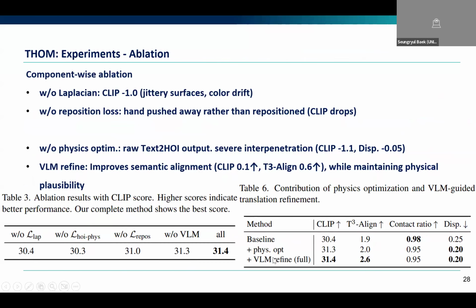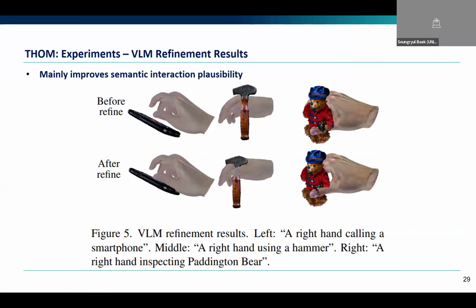And for the physics-based optimization and visual language model requirement: in the case of physics optimization, we have a major improvement of CLIP score and also for the displacement. And for the visual language model requirement, we have a huge improvement in terms of T3 alignment, and we still maintain the contact ratio and displacement. In the case of the visual language model requirement, I realized I didn't explain it.